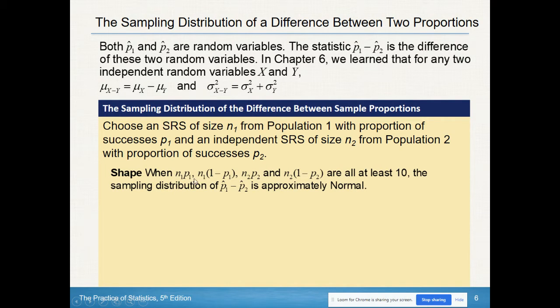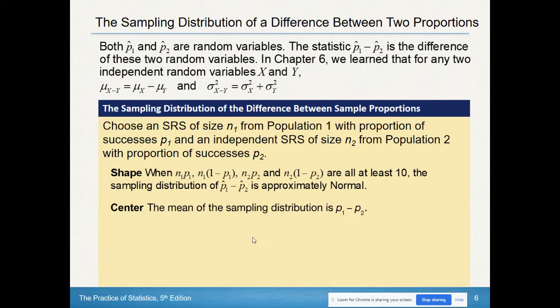You have to check both of those conditions. These conditions again, it's still the NP and N times 1 minus P, but this time we have to do it for both population 1 and population 2. We have to check both of those to make sure that the sampling distribution of P hat 1 minus P hat 2 is approximately normal.